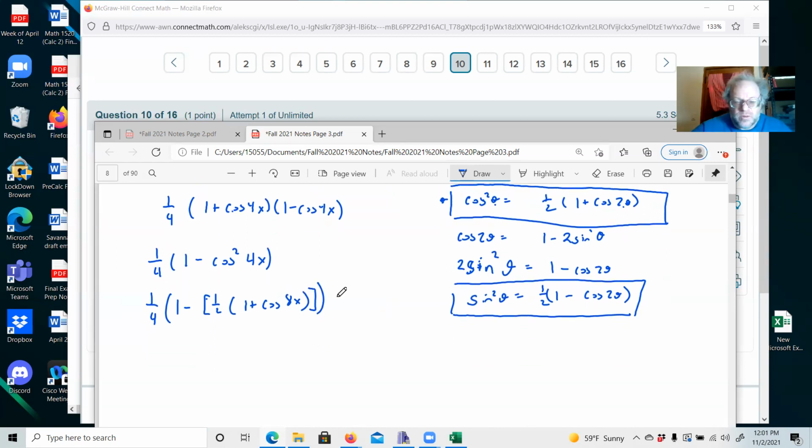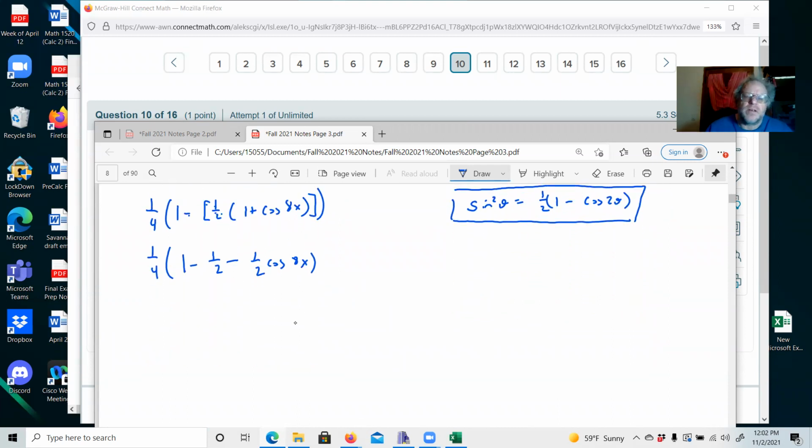All right, and now we've got to sort this out. So this is 1/4 times (1 minus 1/2 cosine of 8x), right? What's 1 minus 1/2? This is 1/2 minus 1/2 cosine 8x. We've got a quarter out here, so we have 1/8 minus 1/8 cosine 8x.